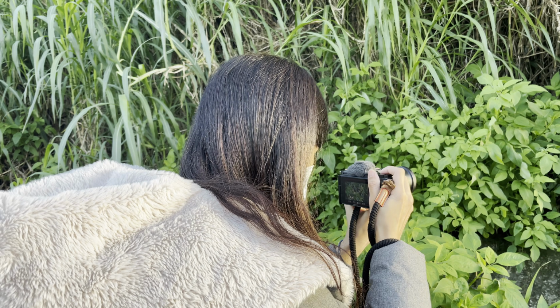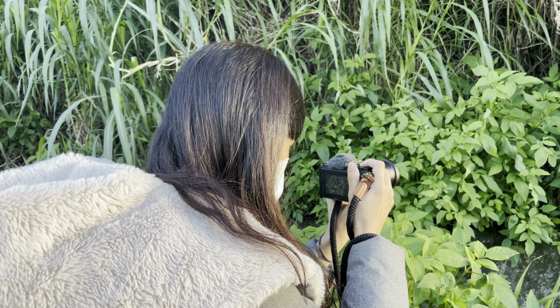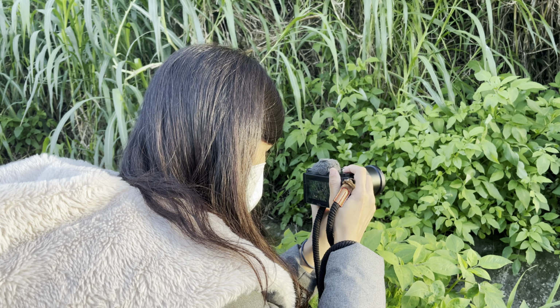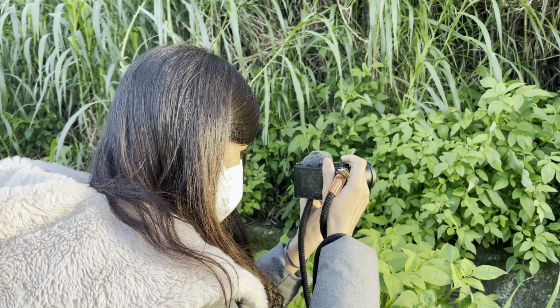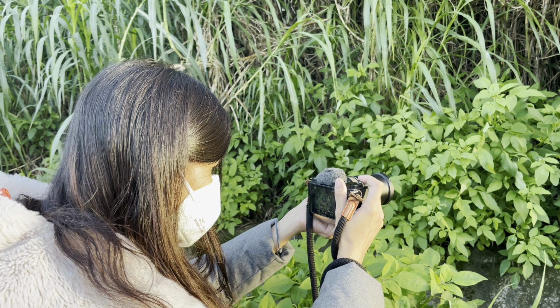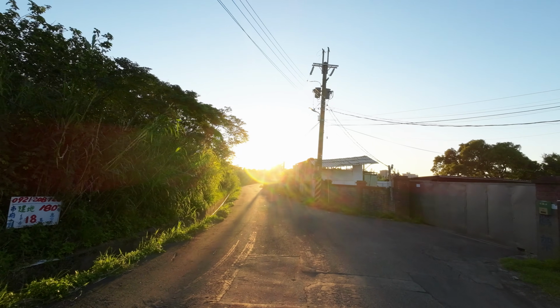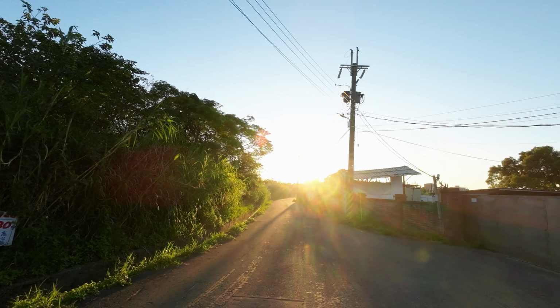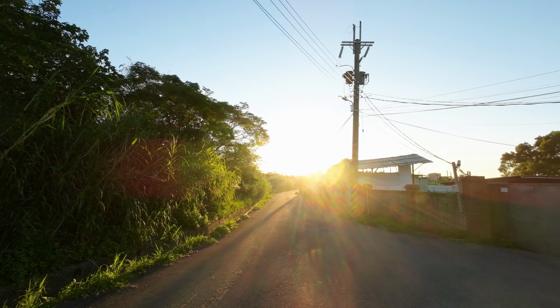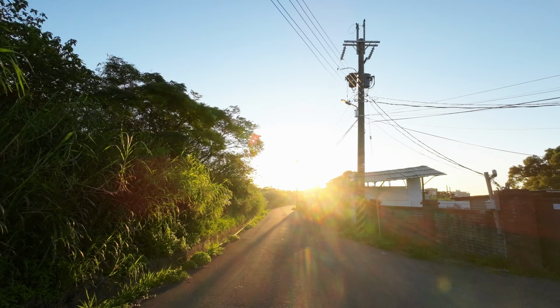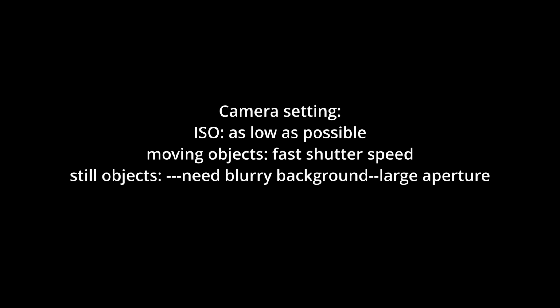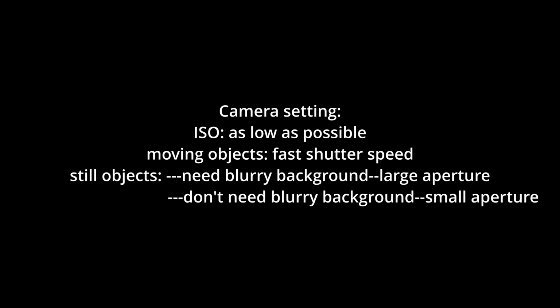I set the camera mode to manual because I want to decide everything by myself, not by the camera. On the day I took this video, it was a sunny afternoon, so it was perfect. I was able to use a very low ISO. I set it to 125. As for shutter speed and aperture, I decided them according to whether I needed a blurry background or not.